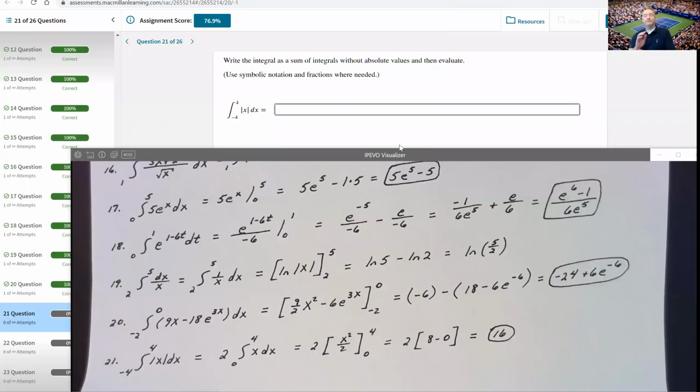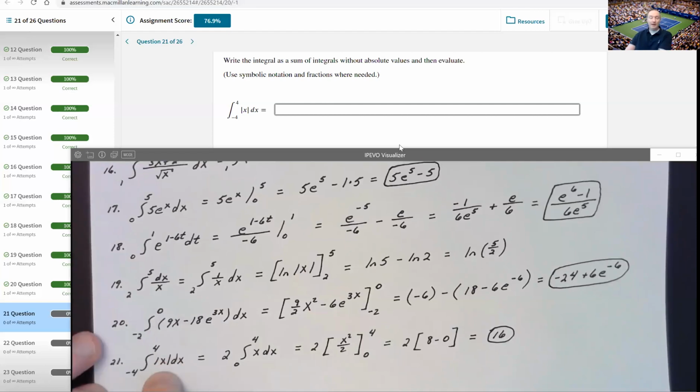For 21, we have an absolute value problem within an integral. You just need to remember there's no such thing as the integral of an absolute value. You have to get rid of it first and foremost. This one was pretty easy because all I said is that, well, I know that the absolute value of x, it's going to look the same on each side. It's an even function. So if I'm trying to evaluate from negative 4 to 4 of a function that is even, why not just evaluate from 0 to 4 and double it? Because the two areas are identical anyway. So that's the way I got rid of the absolute value.